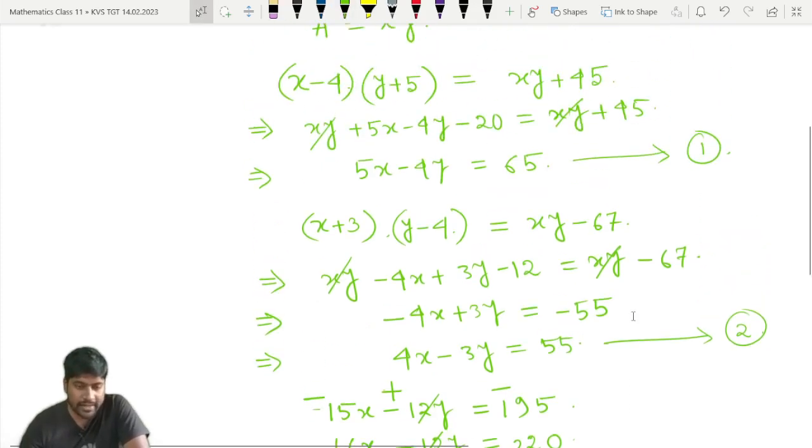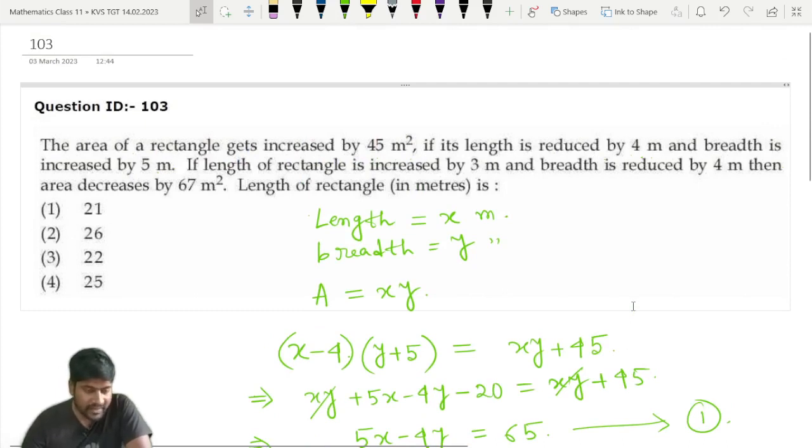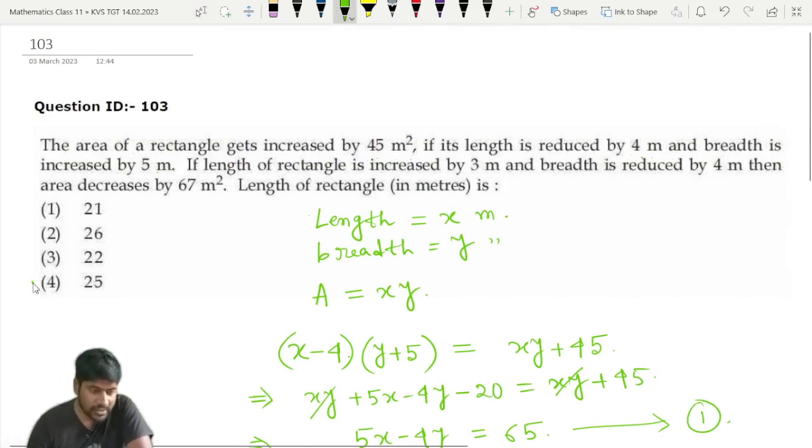So the length of the rectangle will be 25. Is it clear to everyone? Okay, so option number 4 is the correct answer. Option 4 is the correct answer. So let's move to the next question.